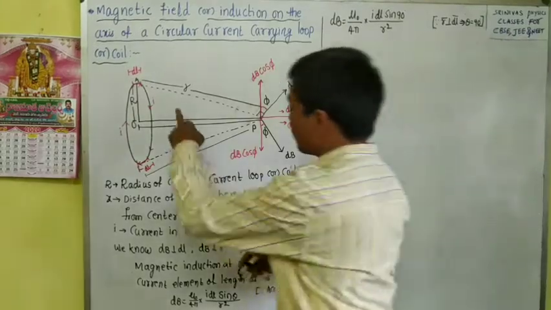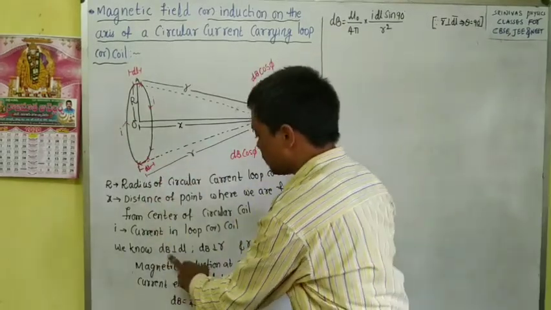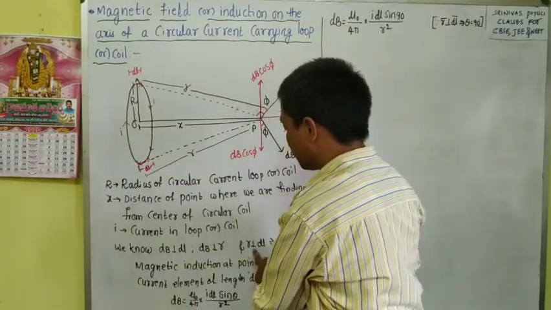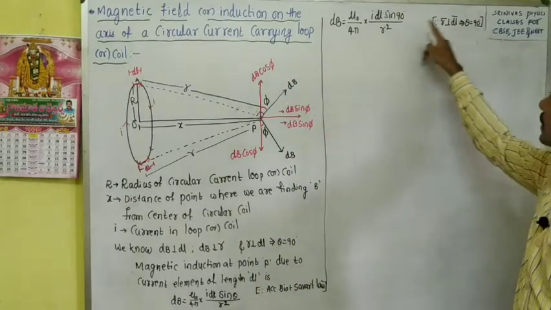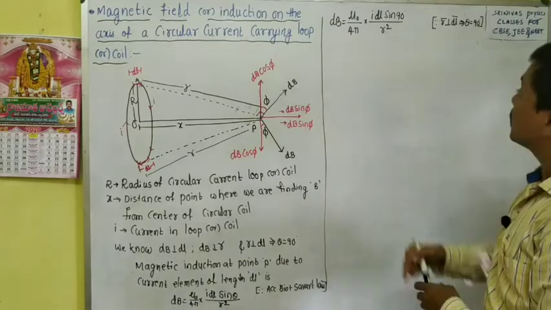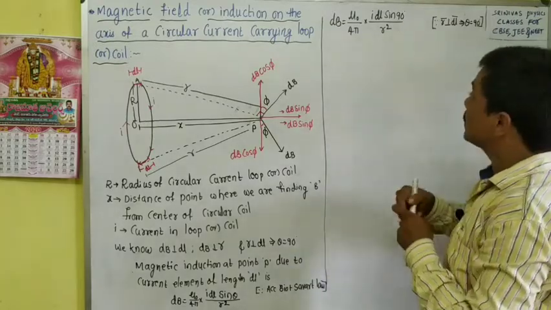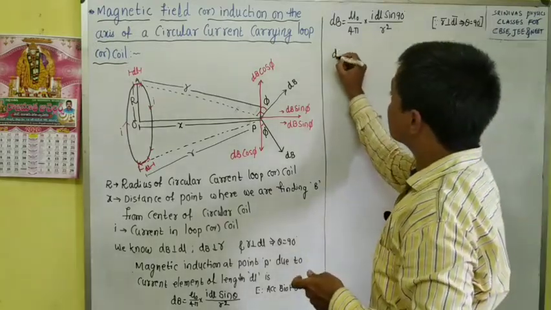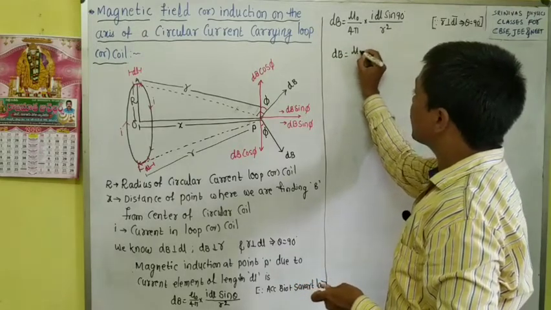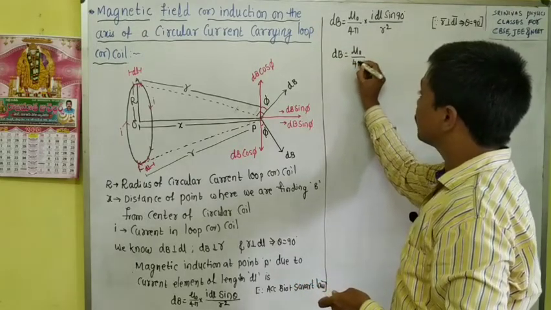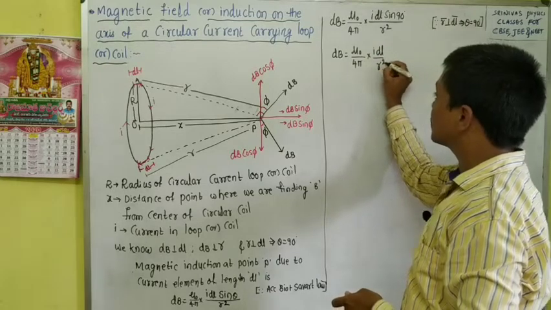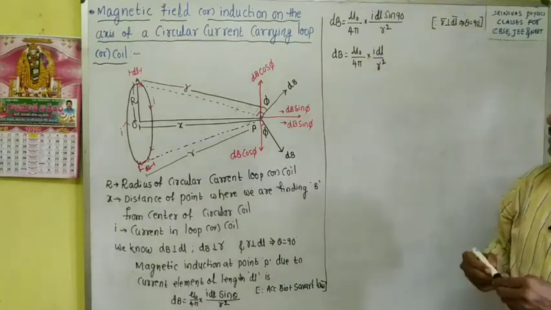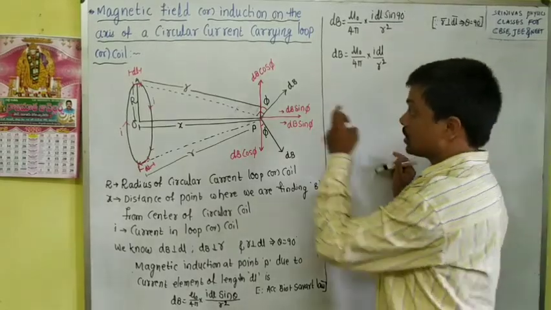And now let us see, we know already from the figure we write all these things: dB perpendicular to dl, dB perpendicular to r, and r perpendicular to dl. But r perpendicular to dl means we will get theta 90 degrees, that you substitute in this equation. Then we get the dB formula as dB equals mu naught by 4 pi into I dl by r square. And here you must think about the classification of the magnetic induction.